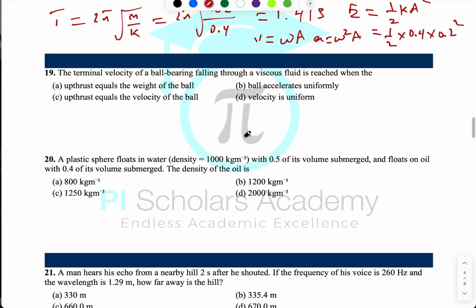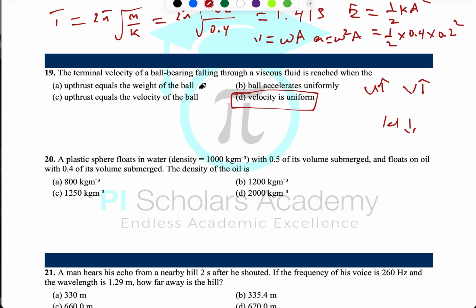Next one, number 19, says the terminal velocity of a ball bearing falling through a viscous fluid is reached when upthrust equals the weight of the ball. These are not the only two things that are there. We have the upthrust, we have the viscous force, and we have the weight of the body. Weight is acting downward, upthrust is acting upward, viscous force is also acting upward. So the best option to go for in this question is when velocity is uniform.